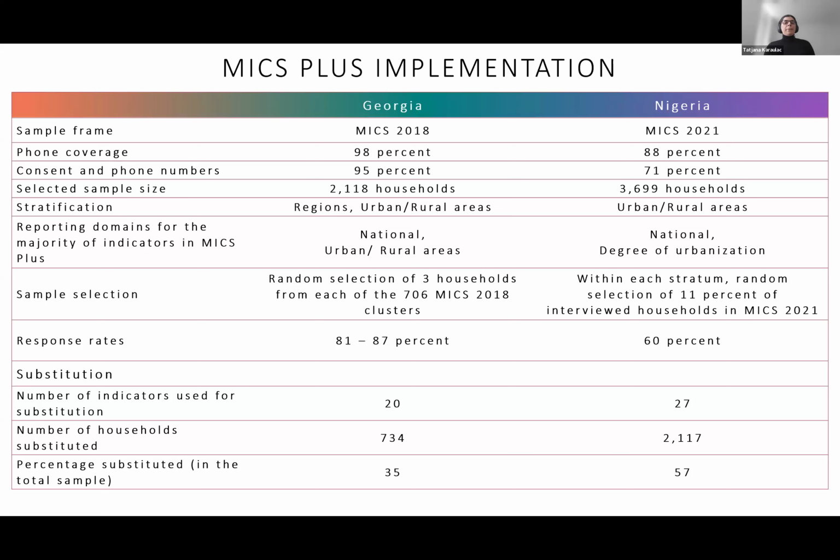In Mix, before round seven, or I can say till the end of round six of Mix, we didn't collect the phone numbers. We started near the end of round six. So basically now collecting consent and phone numbers for Mix Plus is a standard part of the questionnaires. Phone numbers were collected in Georgia Mix, and it was like 95% of households in the sample with phone numbers.